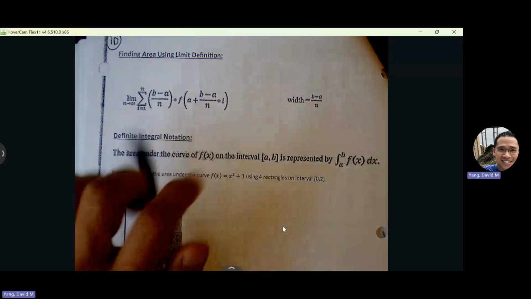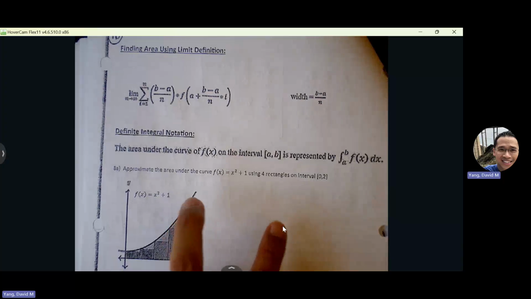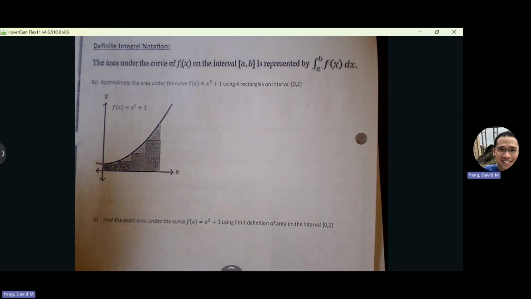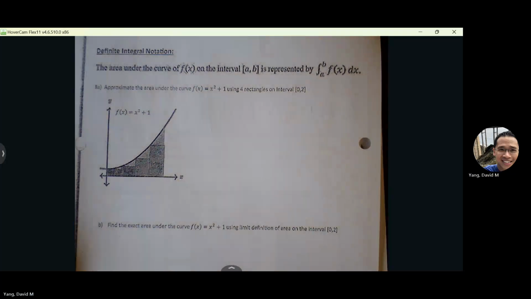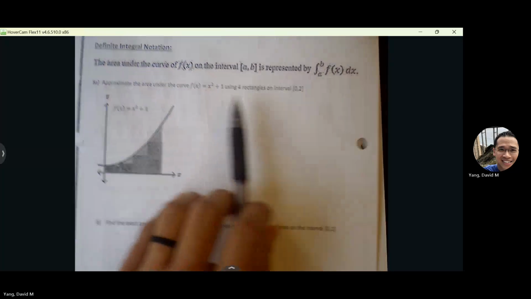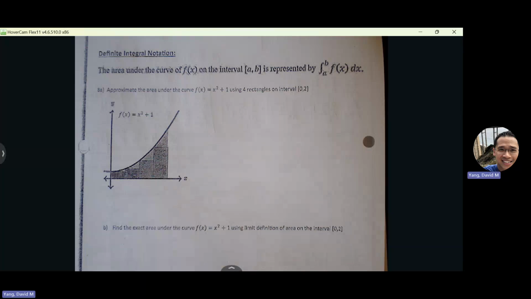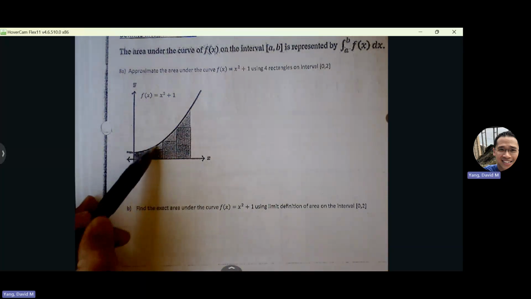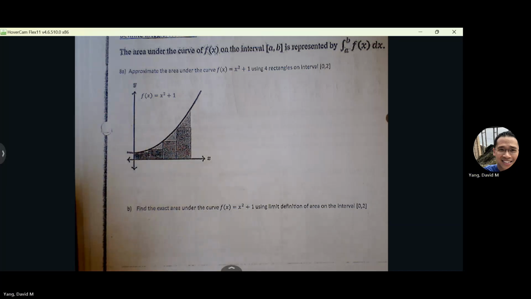I'll talk about this definition in a second. Let me just show you what it looks like if we're just using 4 rectangles. Okay, so let's say we're just using 4 rectangles to approximate this region. Okay, so this is going to be a left-handed rectangle, meaning that we're using the upper left corner to represent the height of each rectangle.